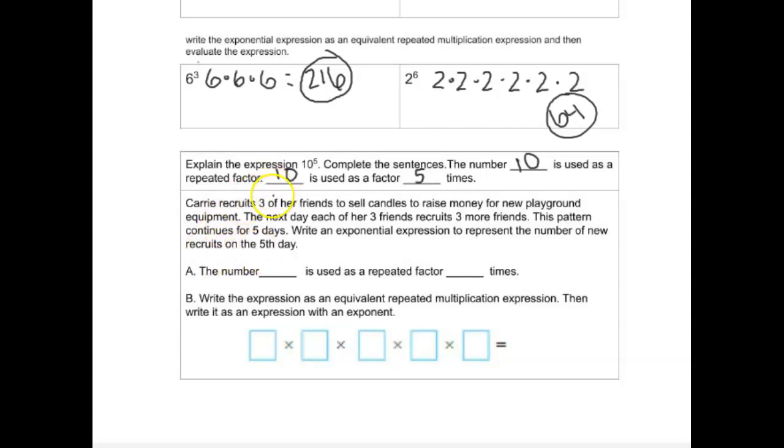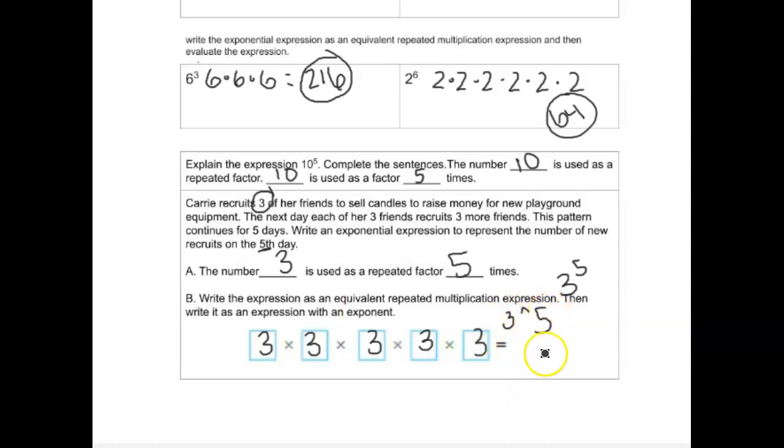So she does 3. So the number 3 is used as a repeated factor 5 times because we want to find the 5th day. So now we're going to write that out. So that would be like 3 to the 5th. So 3 is going to be written out 5 times. So 3, 3, 3, 3, 3. In our calculator, we would type it as 3 to the 5th.